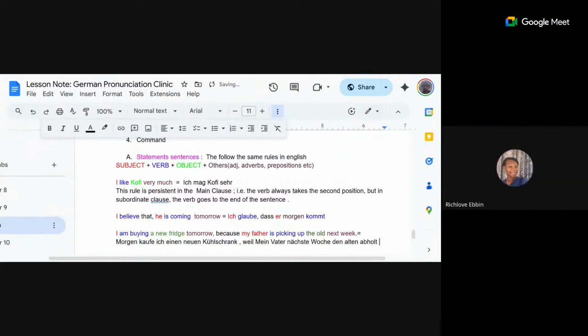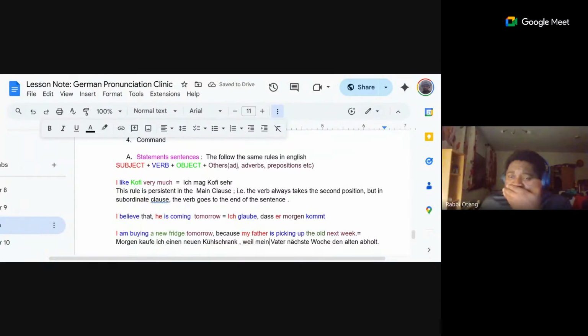No, when I said abholen, that's when I realized there wasn't any modal verb here. So your sentence is grammatically correct, okay? So while my father nächste Woche den Alten abholt. Okay. But I was smiling because you were able to say den Alten without adding the Q shrunk.